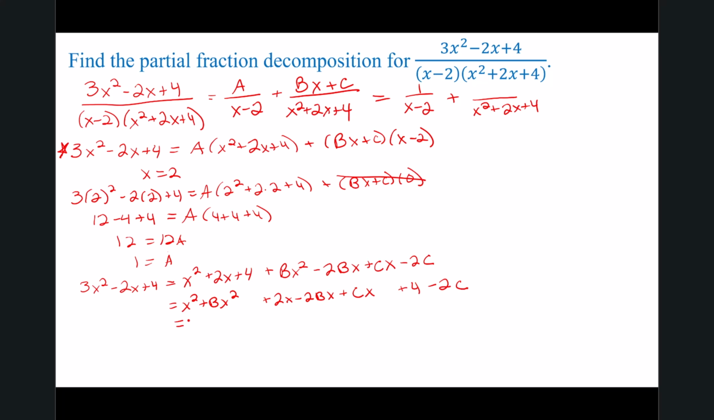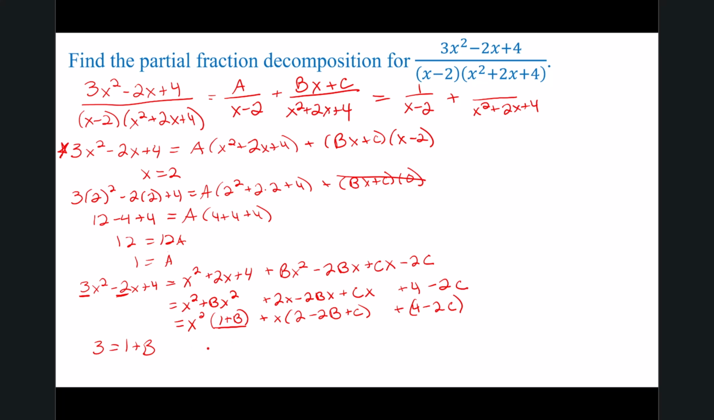I can factor out the x squared, and I have 1 plus b. Factor out the x for the x terms. I have 2 minus 2b plus c. And then my constant, I have 4 minus 2c. Now I can equate the like terms. On the left side, I have 3x squared. On the right side, I have 1 plus b x squared. So 3 equals 1 plus b.